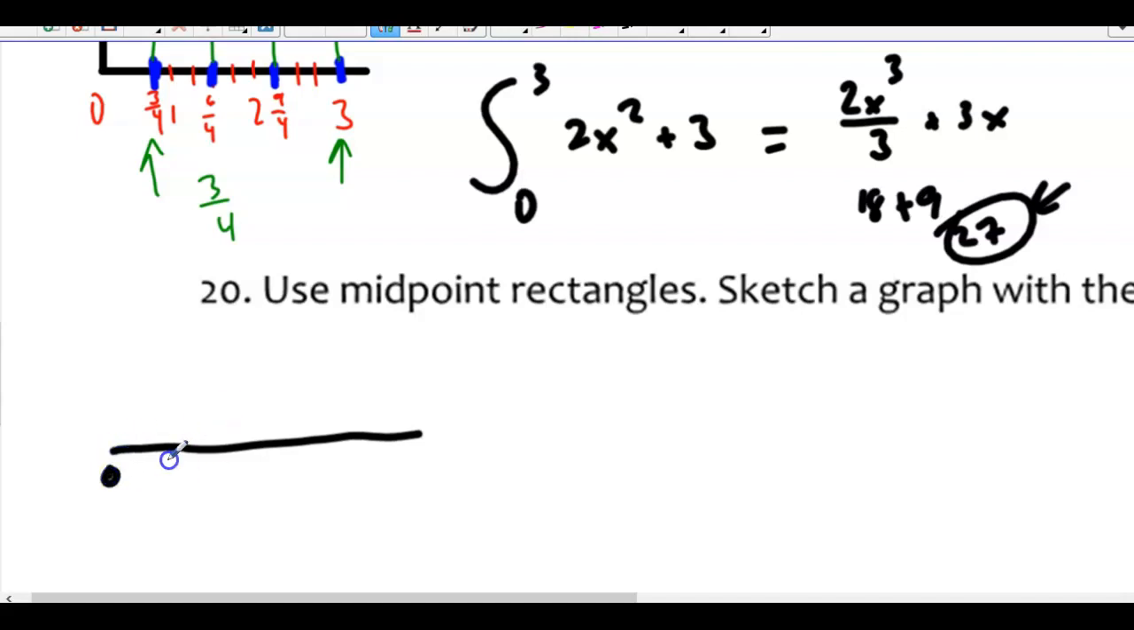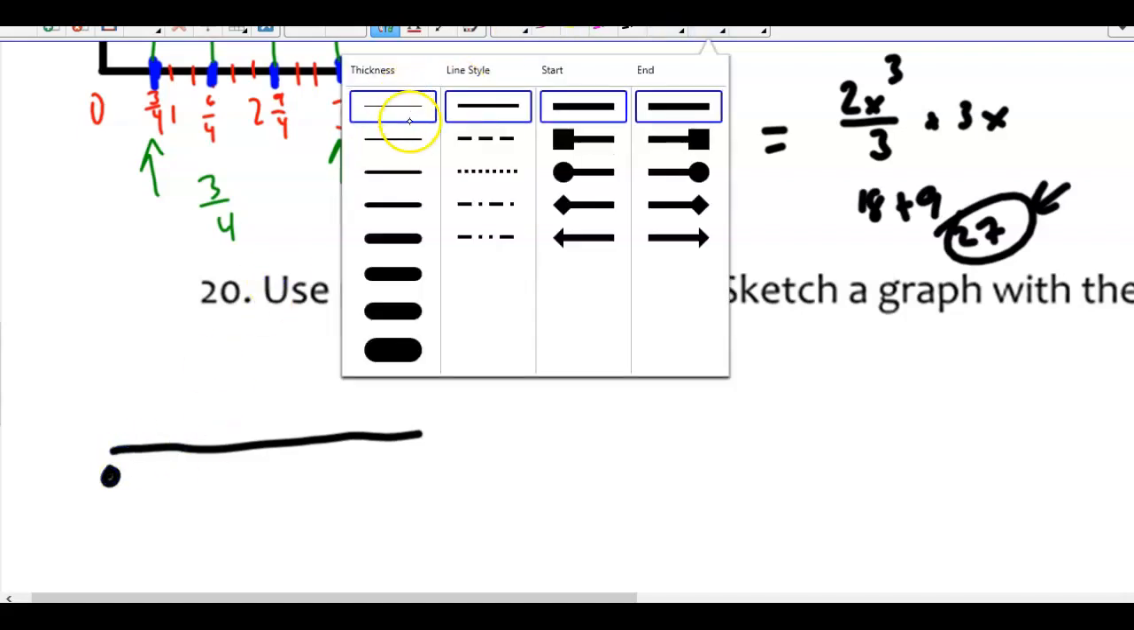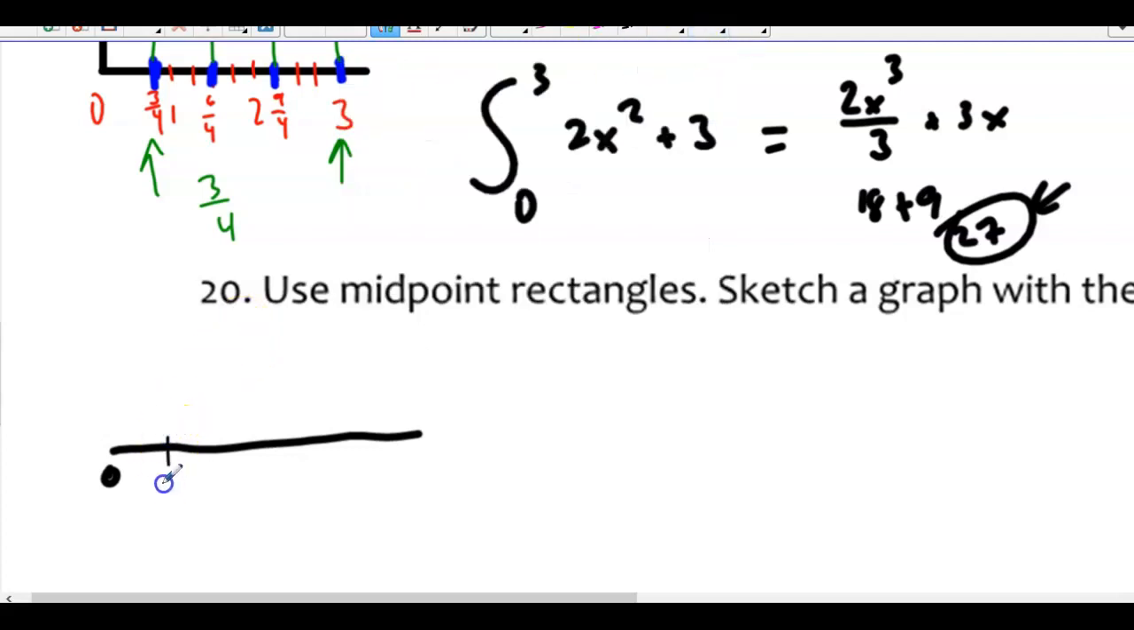You have 0, then 3/4, 6/4, 9/4, and 12/4, or 3. That's 12/4. We want half of that. Half of 3/4 would be 3/8. So you have 3/8 now. We're going to use 3/8.